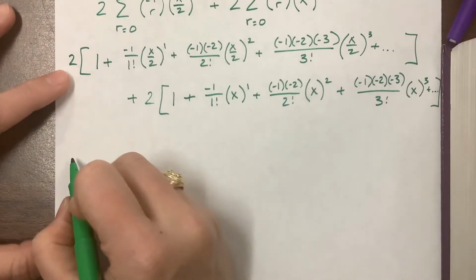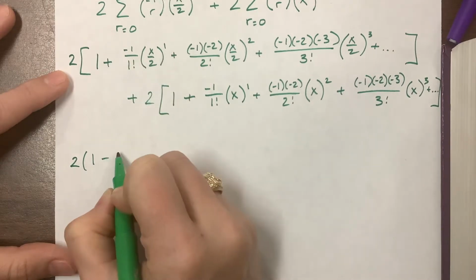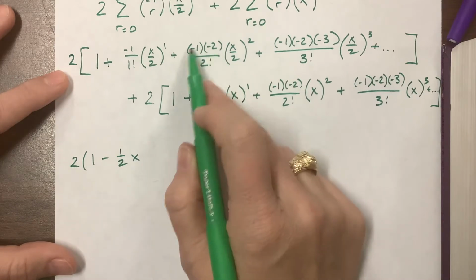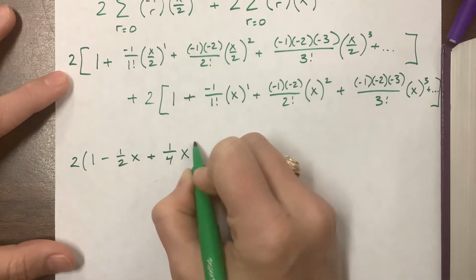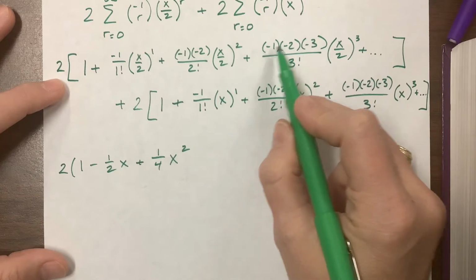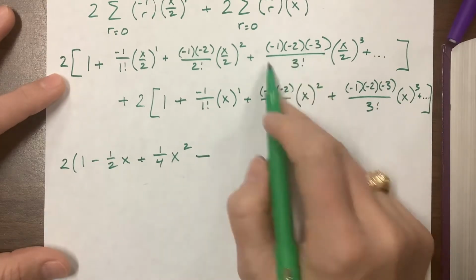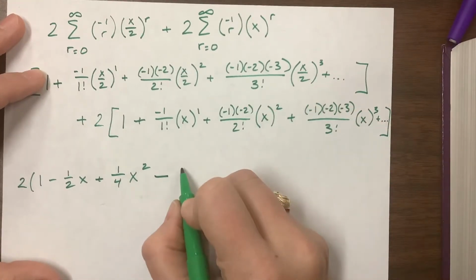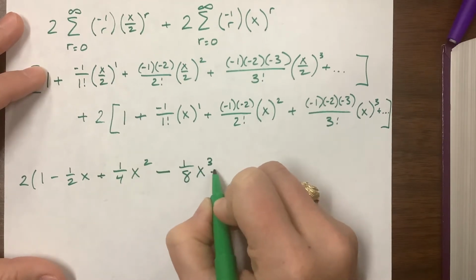But what I know next is that I've got 2 times 1. This becomes a negative 1/2 x. This becomes, those 2's cancel, the negatives become positive, so I end up with 1 over 4 x squared. This 3 factorial is going to cancel with all that, but this is a negative, negative, negative, gives me a negative. This is all gone. And this gives me x cubed over 2 cubed, which is 8, so minus 1/8 x cubed. And then plus dot, dot, dot.